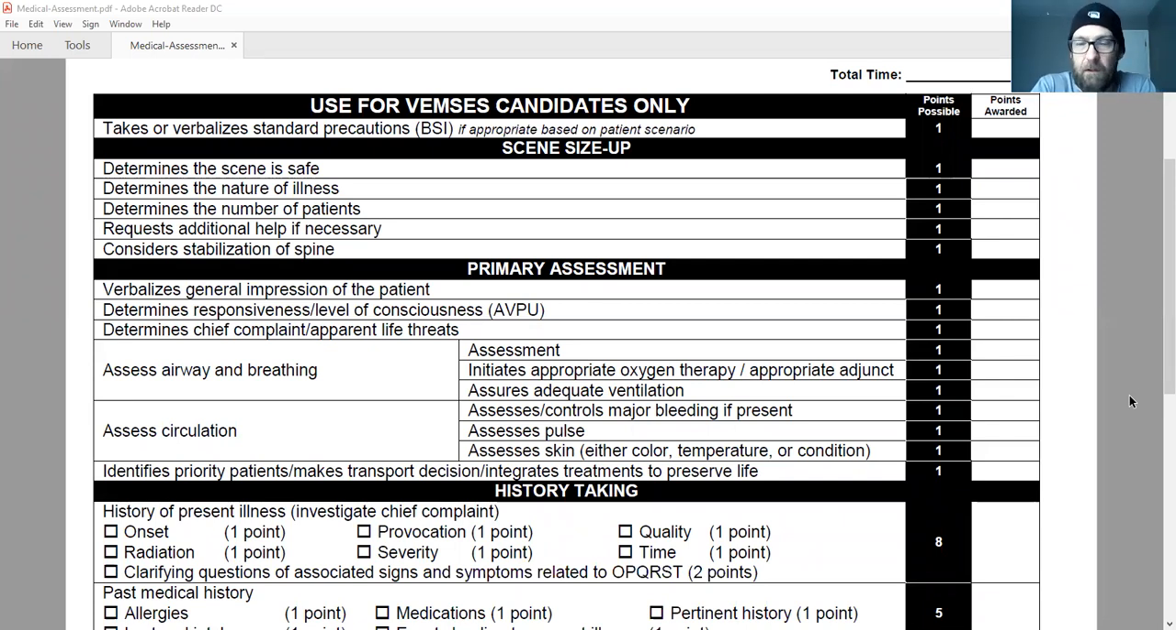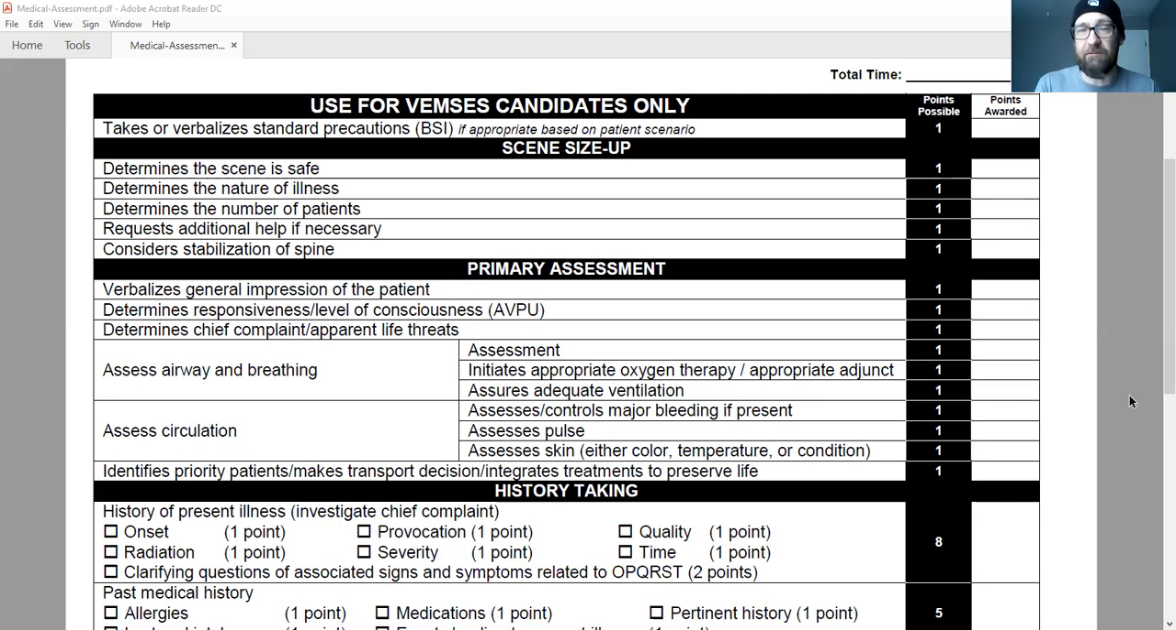So again, our dispatch information: 70-year-old male with chest pain. When you arrive on scene, you can tell that the patient is looking worried. Their skin is diaphoretic, very sweaty, and they're clutching their chest, holding their chest for the chest pain. So let me go through this for you. We're going to start with BSI, right? Jazz hands. BSI. Is my scene safe? My scene is safe. The nature of illness is chest pain. I have one patient. I'm going to go ahead and request ALS, and I don't need to take C-spine at the moment because there's no signs of trauma.